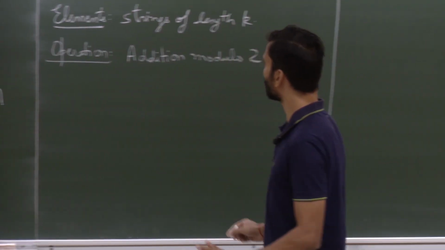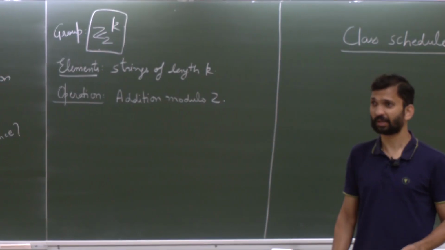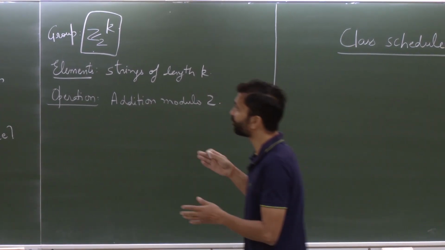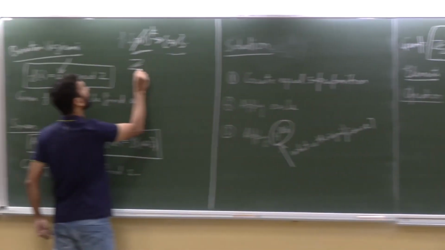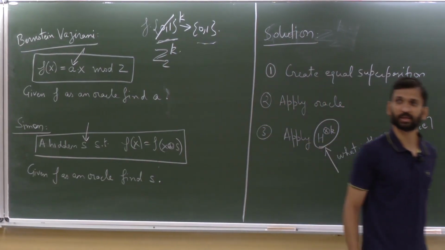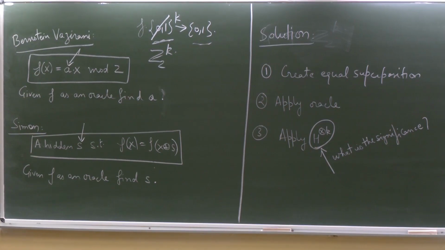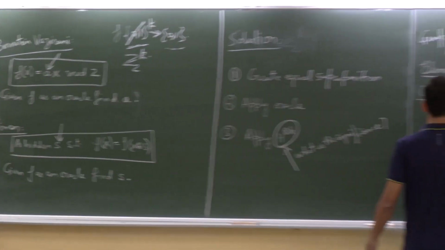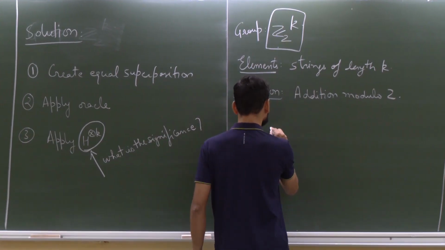Right? So this is the group Z to the power k. Correct? So our function I can write as Z to the power k. Okay? And let's take an example. And this we have done before, right?